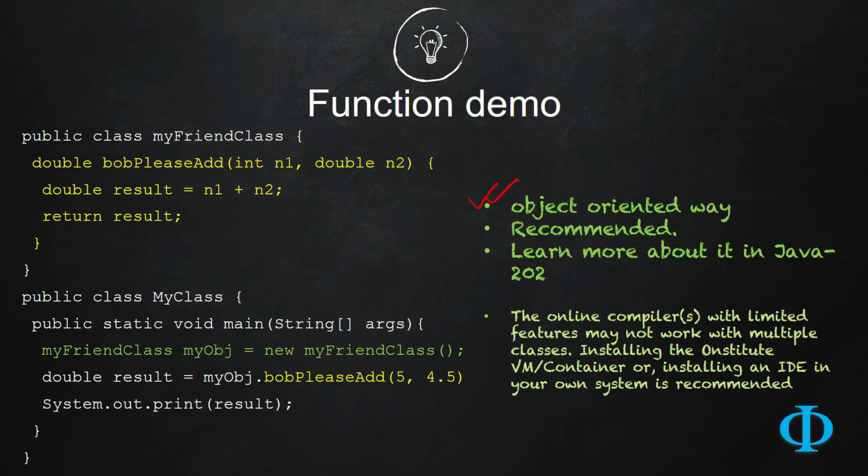However, in this course, that is in Java 101, we keep object-oriented programming aside because that is the content of our Java 202 course. In this video, I am just going to show you the syntax of how to call a Java function in an object-oriented fashion. But we are not going into the detail of it.